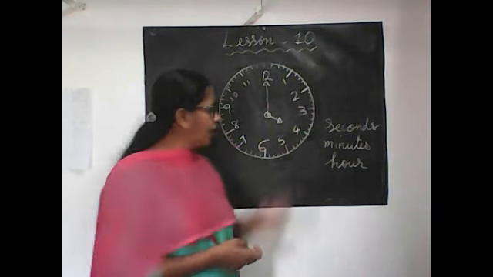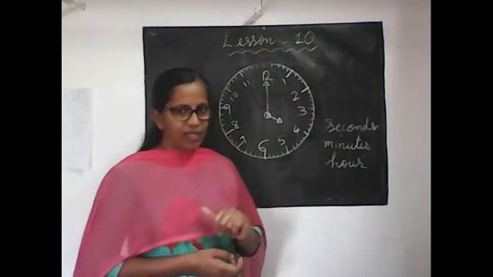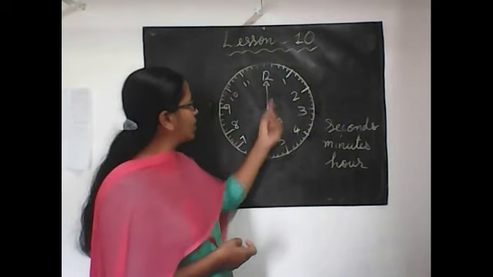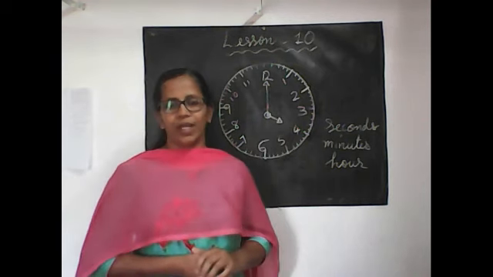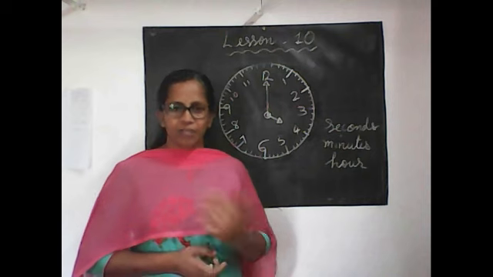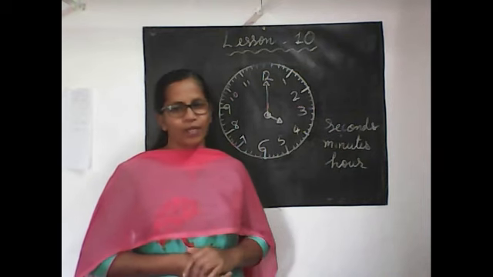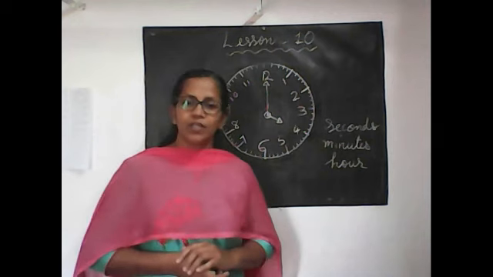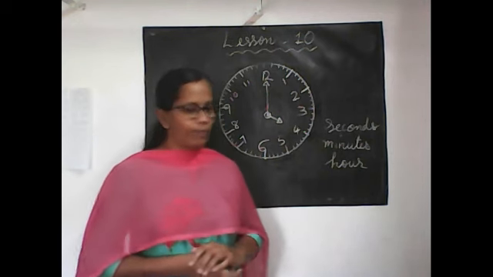Another thing, a clock usually has 2 hands. One is short, another one is long. Okay, I said usually because sometimes there may be another hand also, 3 hands. Usually it has 2 hands. One will be short, another will be long.